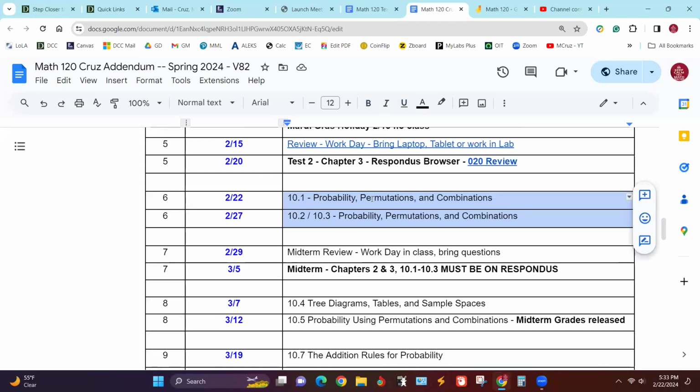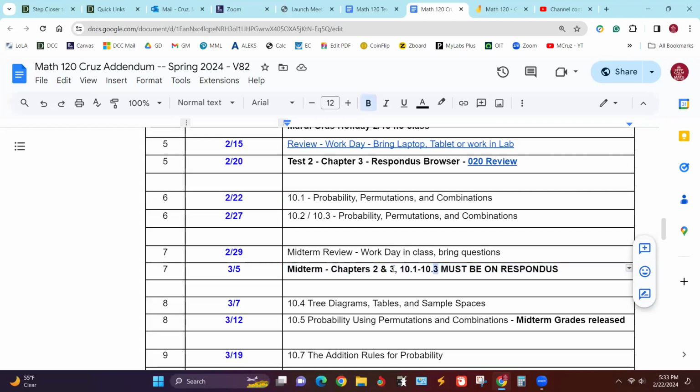I could almost go over this in one night, but I'm going to try to break it up between now and Tuesday, and then next Thursday we'll be reviewing for that midterm, and then the midterm on the 5th. Okay, and remember that's got to be on Respondus. Mr. Cruz, that chapter 10.1, it's going to be on there? Yeah, everything.